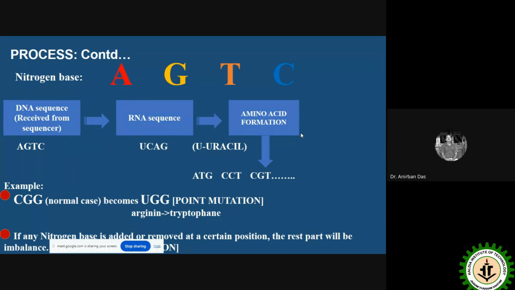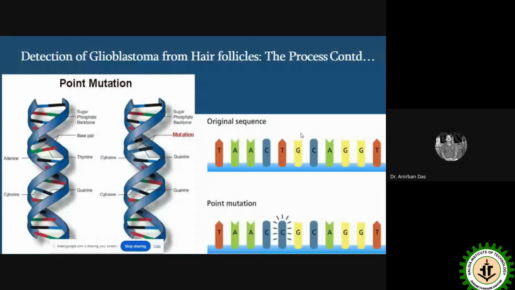Now the point is, there may happen to be some mutation. There are two types of mutation. One is point mutation, where one particular nitrogen base is changed. You see here that T is changed into C, so thymine is changed into cytosine. So if one sequence originally is there and a point mutation happens, that may happen due to any reason, such as some long chronic disease or some accident.